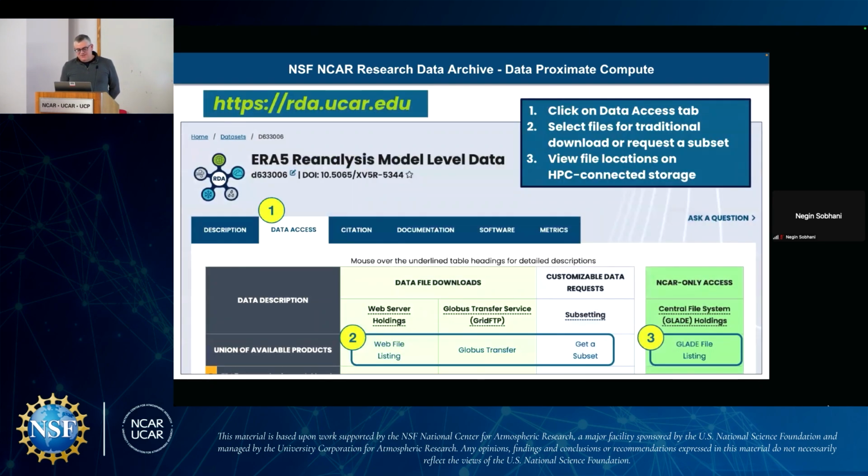On this page, it's highlighting the data access tab. When you land on an RDA data set, you get a description, then you can click on the data access tab. But what I really wanted to focus on for this audience is number 3. That's where you can view file locations on Glade. So if you're looking at ERA5 or a different data set and want to know where certain files are that have certain parameters in them, this is where you can find that mapping and inventory. That's a good starting point if you want to access something on Glade directly. I recommend that over downloading the files back into your own Glade directory.